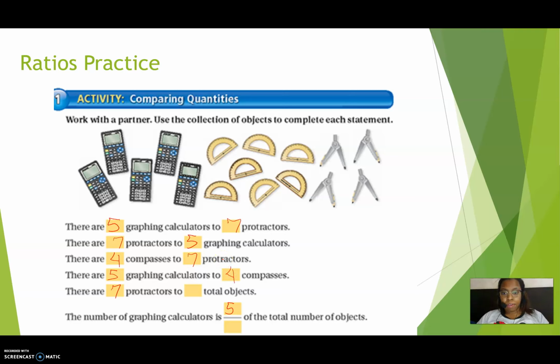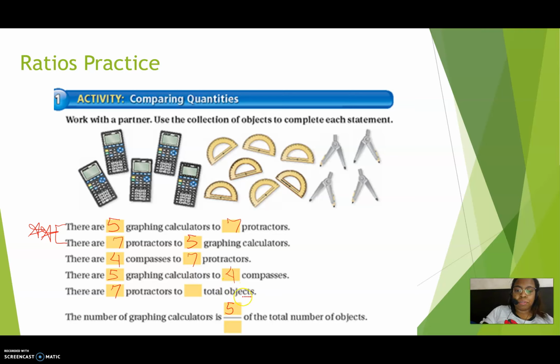I have 5 graphing calculators to 7 protractors. 7 protractors to 5 graphing calculators. So that example, these first 2, is the example I mentioned earlier where order matters. If I'm calculating my ratio of graphing calculators to protractors, I want to make sure my number matches my picture.